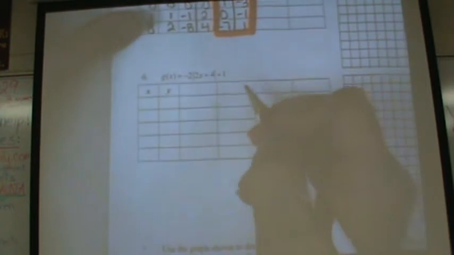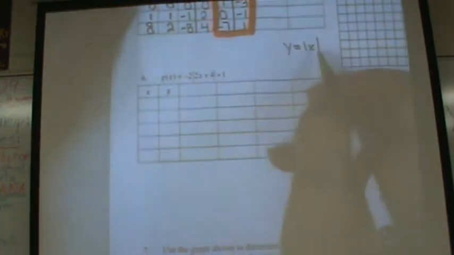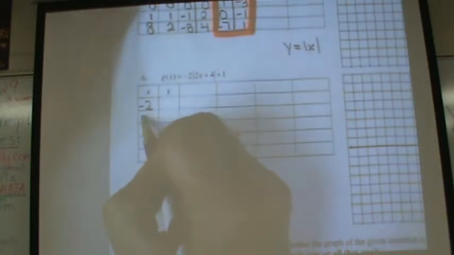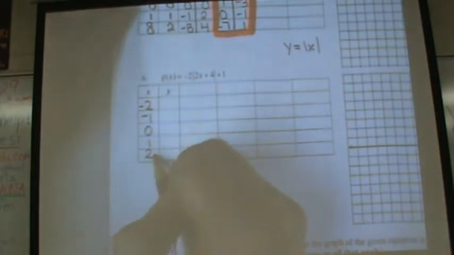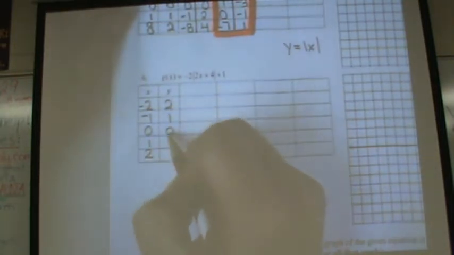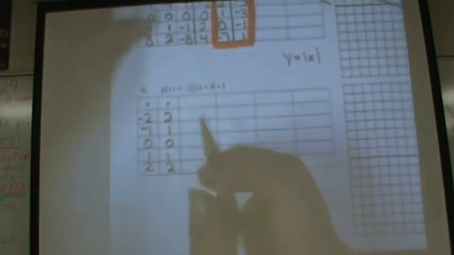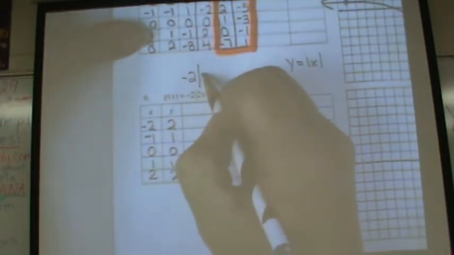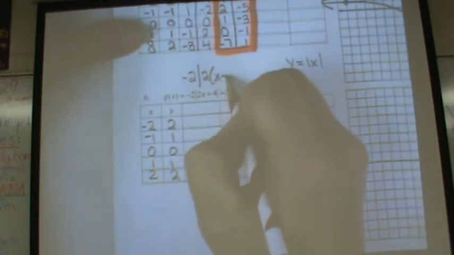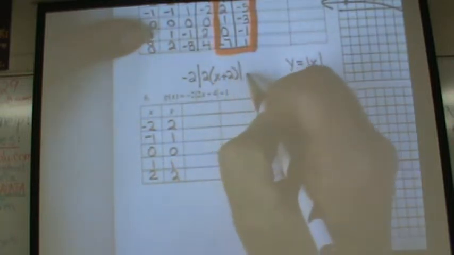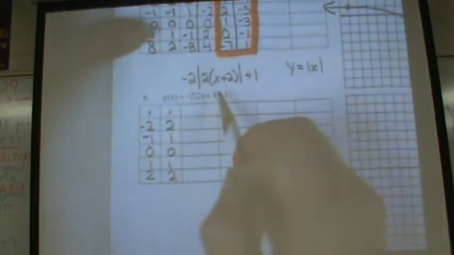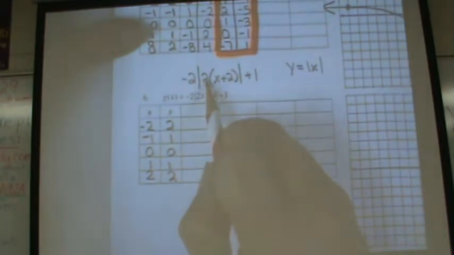Parent function is the absolute value. And so for the absolute value, we use -2, -1, 0, 1, 2, which results in 2, 1, 0, 1, 2. That's easy. Now, we need to take our A value out. So you have -2, absolute value, take the 2 out, the A value, and you get x plus 2, and then plus 1. So step 1, that's your A value right here.